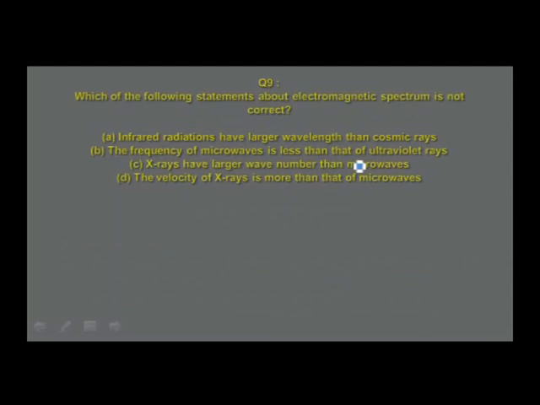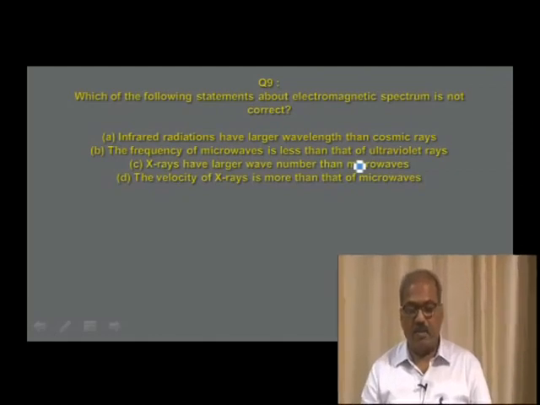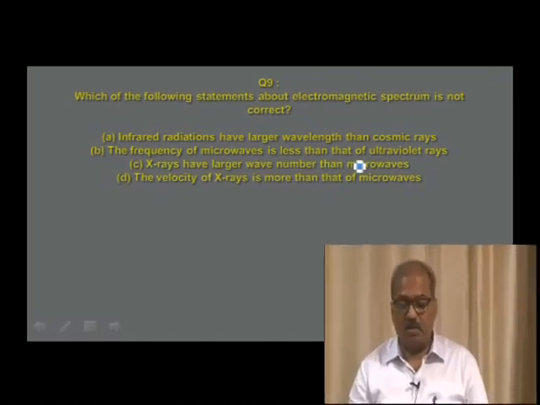Which of the following statements about the electromagnetic spectrum is not correct? Infrared radiations have larger wavelengths than cosmic rays. The frequency of microwaves is less than that of ultraviolet rays. X-rays have larger wavelength, larger wave number than microwaves. Whereas option D talks about the velocity of X-rays being more than that of microwaves. The question is about the incorrect answer. Therefore, the answer is option D.